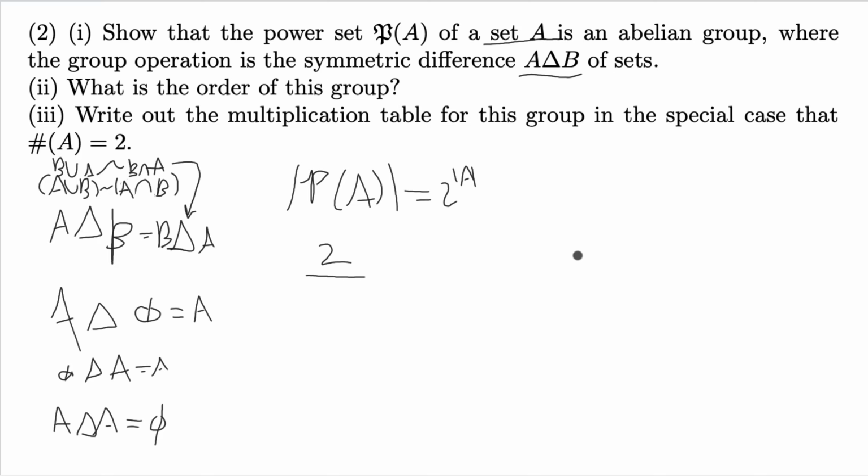Finally, we're going to write out the multiplication table for this. So we'll note that by our previous result, this should have 4 elements in it, because the cardinality of the group is 4 elements. Since the cardinality of A is 2, then 2 to the 2 is 4. So we're going to write out a 4-column table.